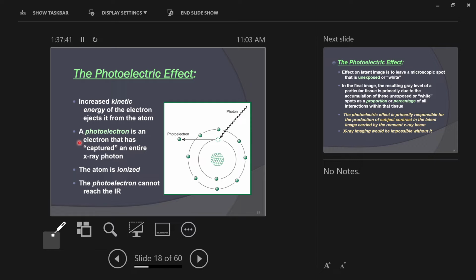Now it's a photoelectron. Two important things are true here. The atom has lost an electron. So if this atom was neutrally charged and loses a negatively charged particle, what overall charge does the atom have now? It had no charge, and now it loses a negative charge. It has a positive charge now. That atom is said to be ionized. Why is that bad?